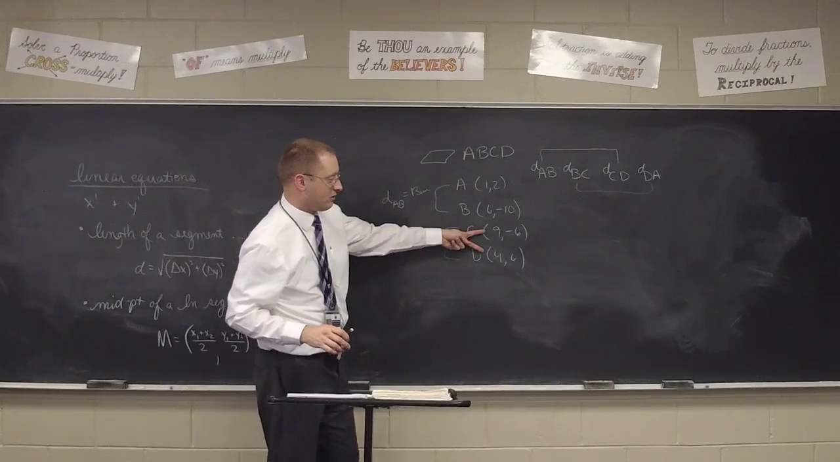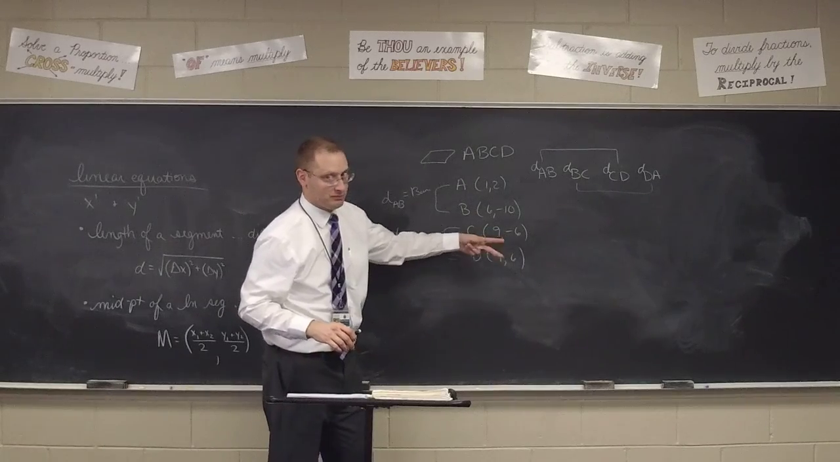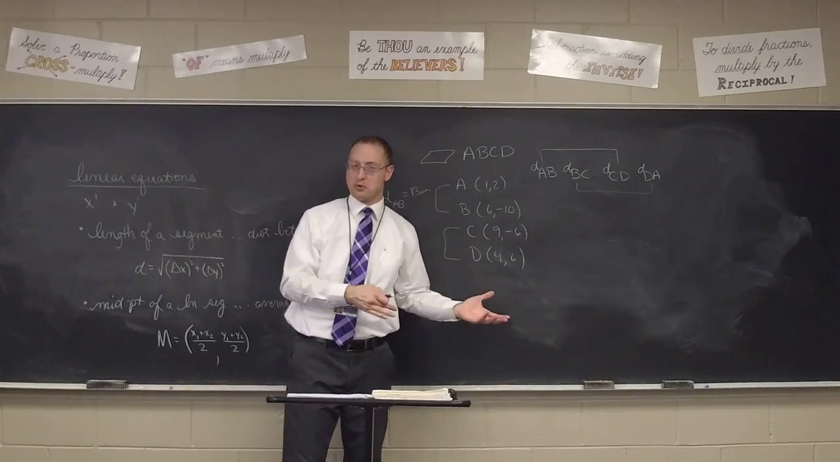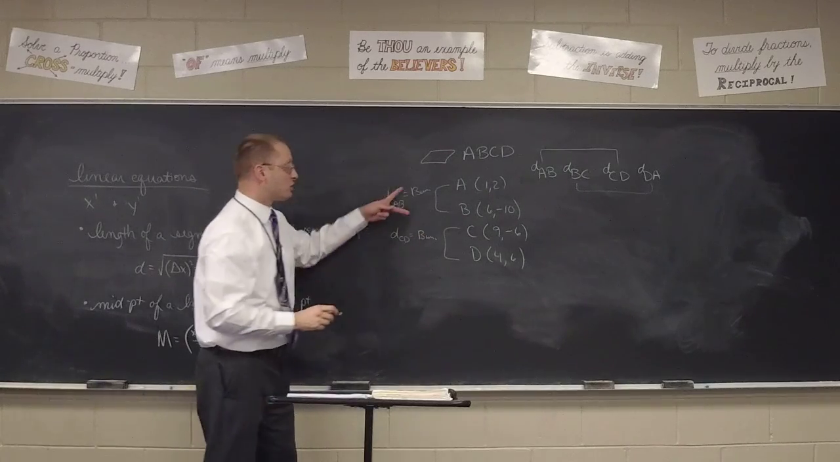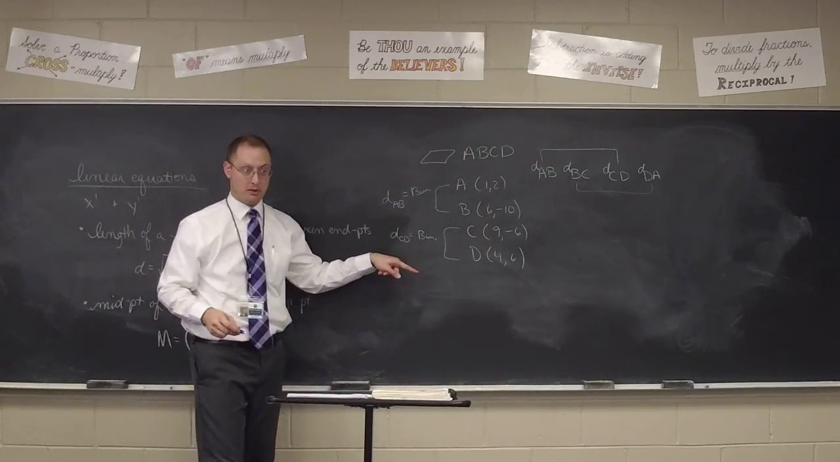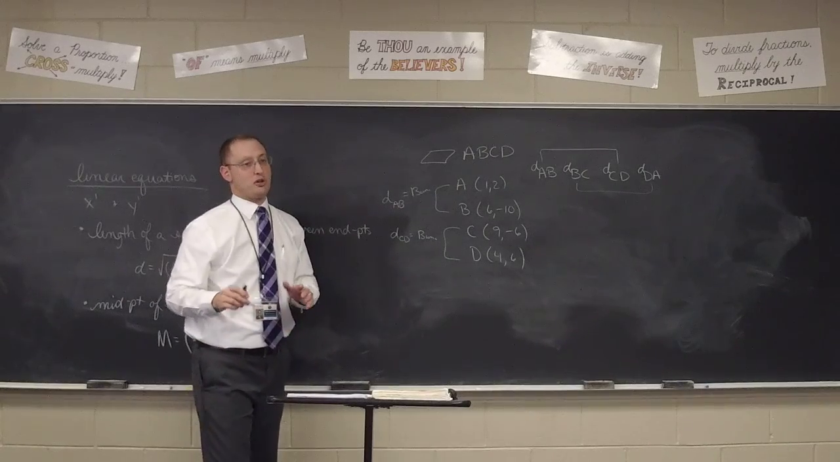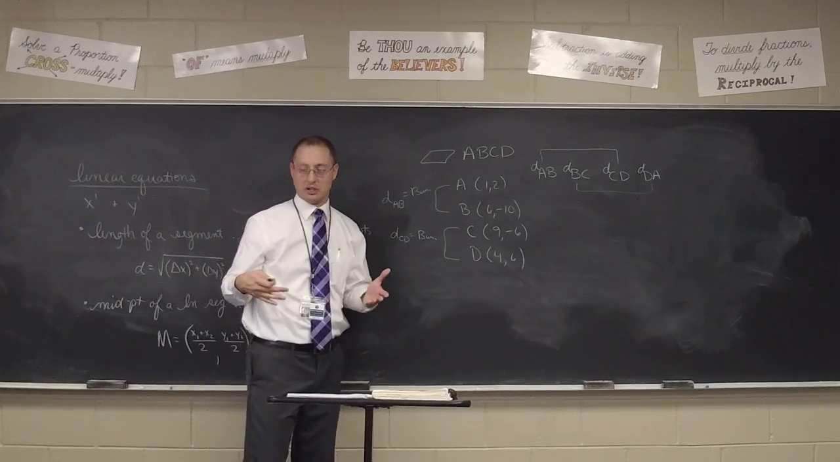Change in x? 5. Change in y? 12. Well, you know what this is going to be? 5 squared, 25, 12 squared, 144, added together 169, square root 13 units. These 2 sides are equal. Does that make it a parallelogram? No. Because if the other 2 sides aren't parallel or equal, then, whatever.